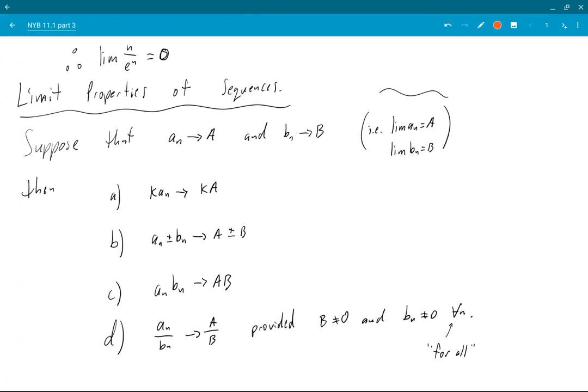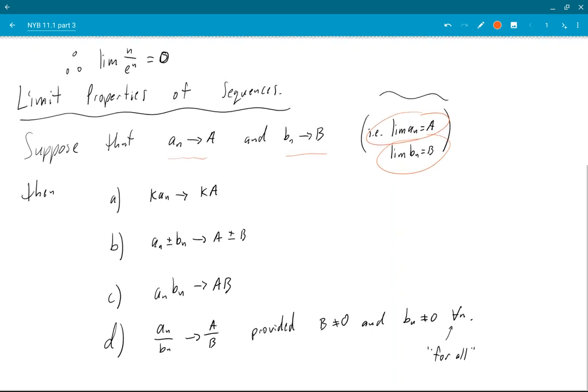Okay, so suppose that an goes to a. That's what I'm saying. The limit of an is a, and bn goes to b. So in other words, I'm saying that. Okay, then, so part A here, if you have a constant multiple, k is a real number, then the limit of kan does what you expect it would do.